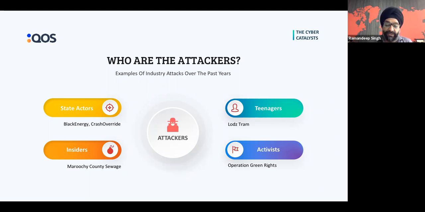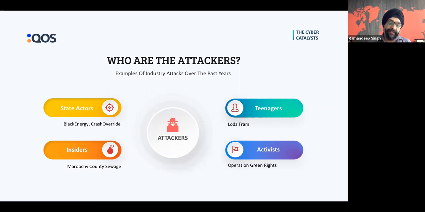which was largely launched by one of those groups called Electrum. They created a very specific OT malware called Crash Override, which started infecting the relays that switch the grid circuits on and off, and it actually started damaging them.